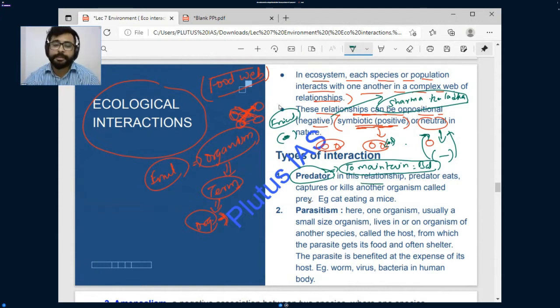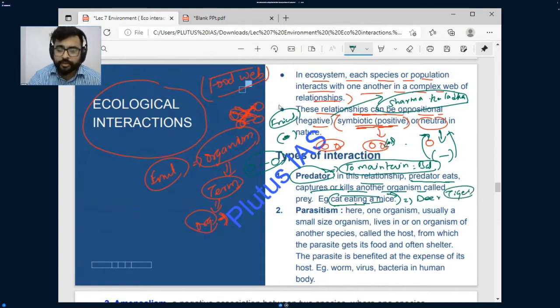प्रेडेटर क्या है? जब एक स्पीशीज दूसरे स्पीशीज पर डिपेंडेंट हो या दूसरे को हंट डाउन करे, ठीक है. A predator means it eats, it captures or it kills another organism. For example, a basic example, a cat eating a mouse, or a deer being eaten by a tiger, lion, or the so-called predatory species, ठीक है. So even tigers are important.